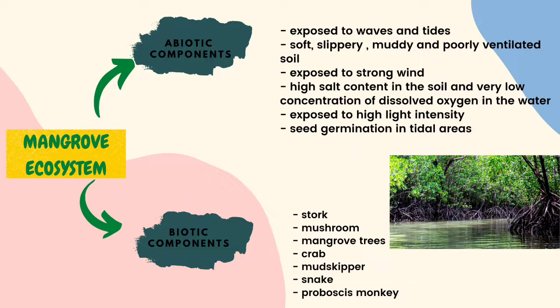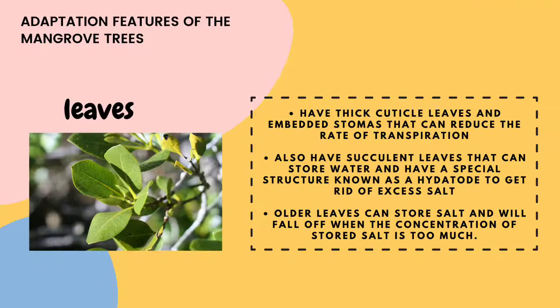For biotic components: stork, mushroom, mangrove trees, crab, mudskipper, snake, and proboscis monkey. There are 5 adaptation features of the mangrove trees. The first one is leaves. They have thick cuticle leaf and embedded stomata that can reduce the rate of transpiration. Other leaves can store salt and will fall off when the concentration of stored salt is too much.